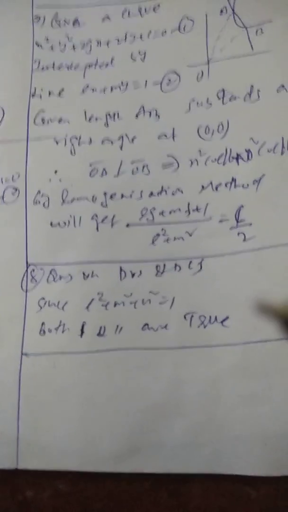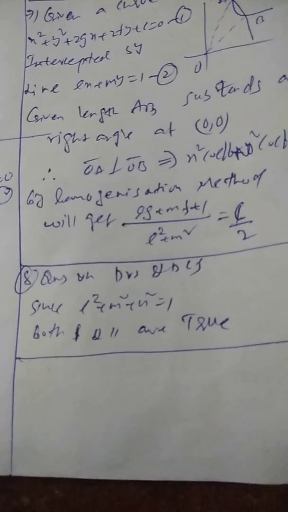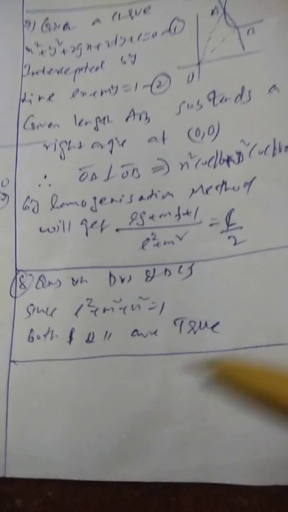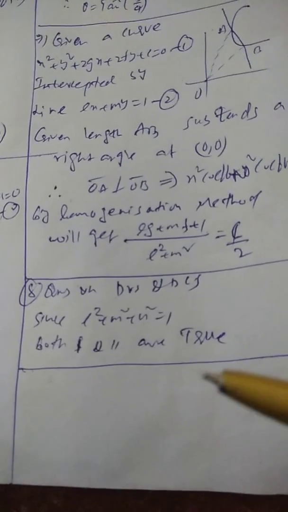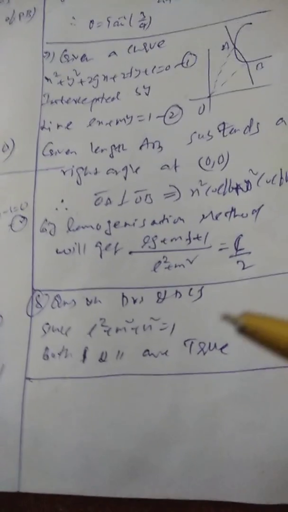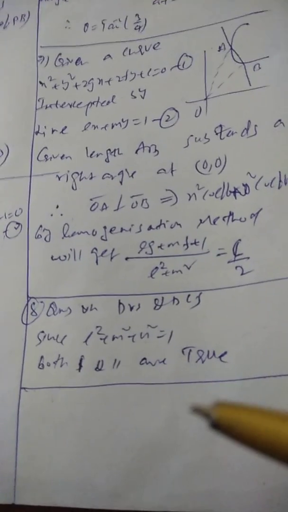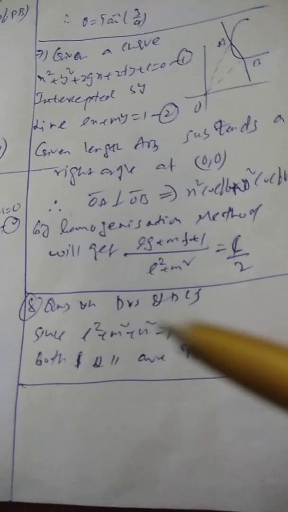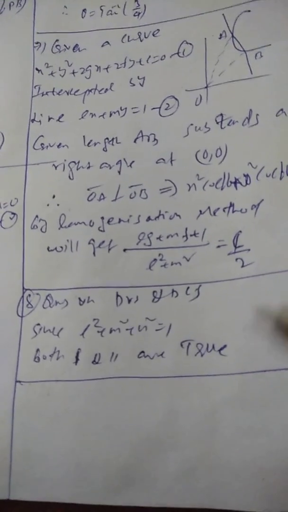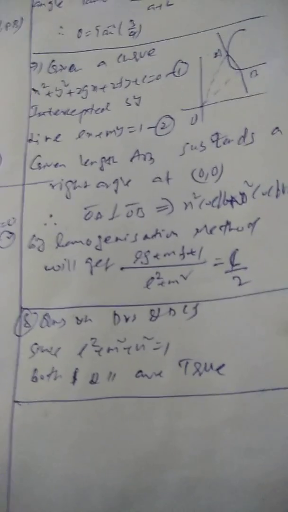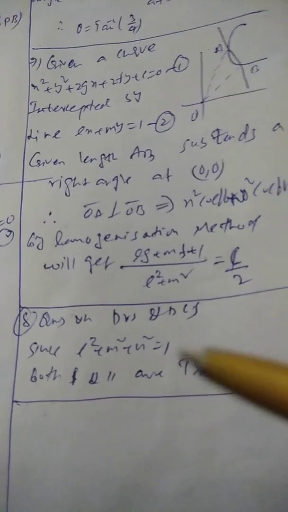Next, a question from direction ratios and direction cosines. Here in the question the options are statements: both 1 and 2 true, 1 true and 2 false, and so on. So this is a question on direction cosines and ratios. Here we use the concepts: L square plus M square plus N square equals 1, cos square alpha plus cos square beta plus cos square gamma equals 1, and sin square alpha plus sin square beta plus sin square gamma equals 2. These two statements are true, so both 1 and 2 are true.